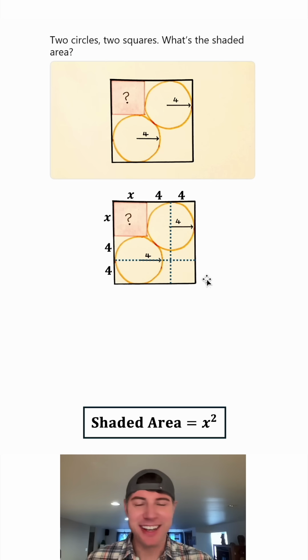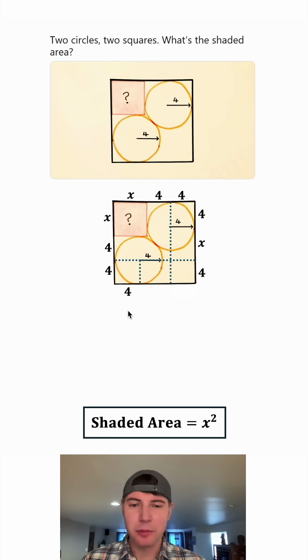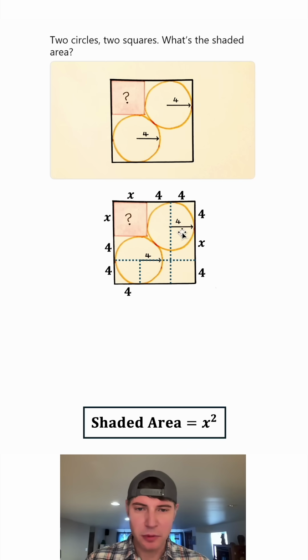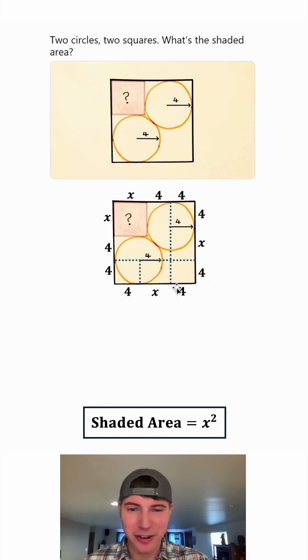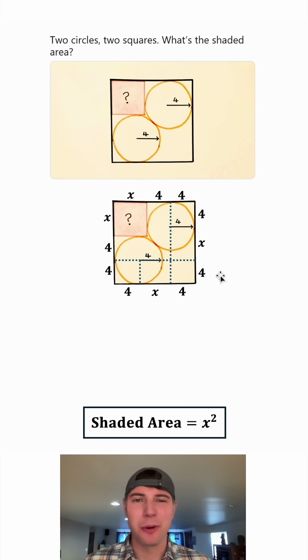Now let's go to this side. This portion right here will be equal to 4 because it's a radius of the circle, and this portion will be equal to 4. That means that this last piece from here to here has to be equal to x because the side length is x plus 4 plus 4. And then on bottom, let's draw this down from the center. This piece would be 4, and this piece would be 4. And that leaves x for that piece. So now we can verify our square. Every side is x plus 4 plus 4.